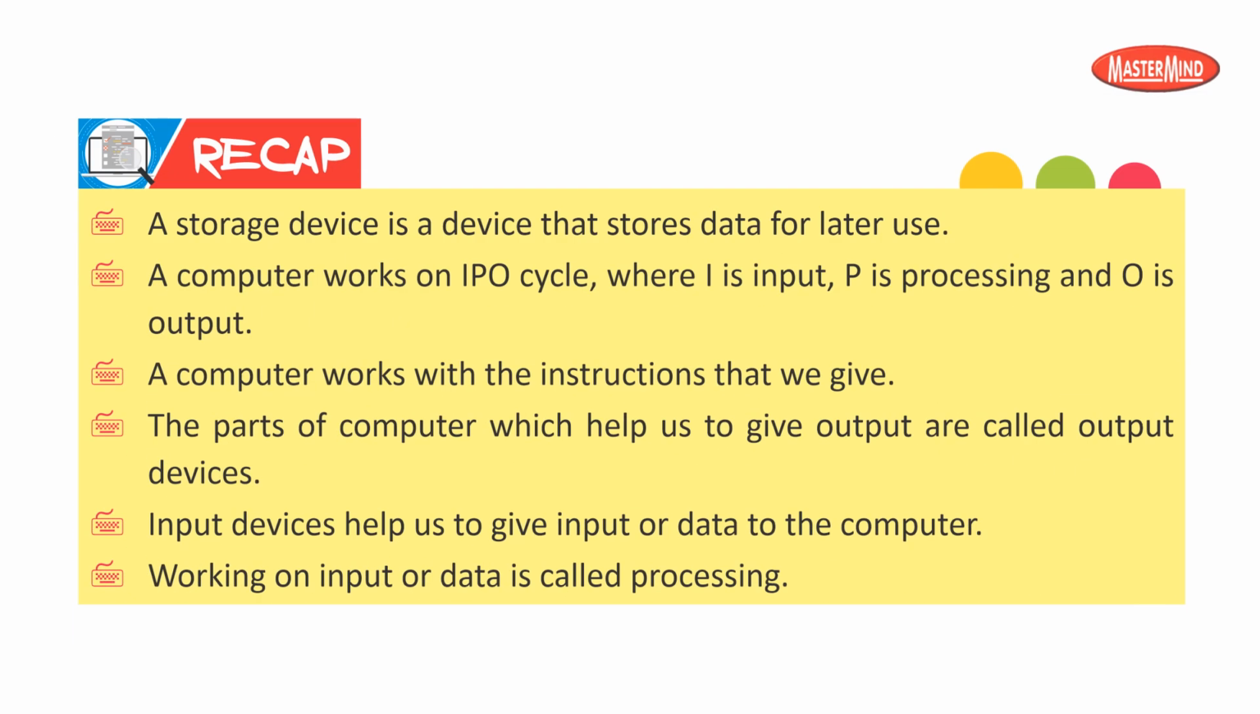Recap. A storage device is a device that stores data for later use. A computer works on IPO cycle, where I is input, P is processing and O is output. A computer works with the instructions that we give. The parts of computer which help us to give output are called output devices. Input devices help us to give input or data to the computer. Working on input or data is called processing.